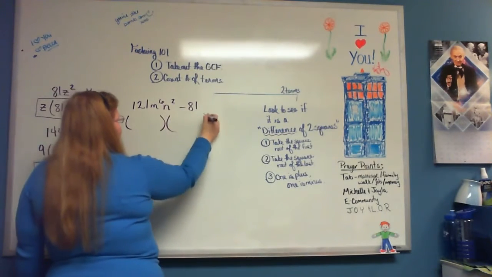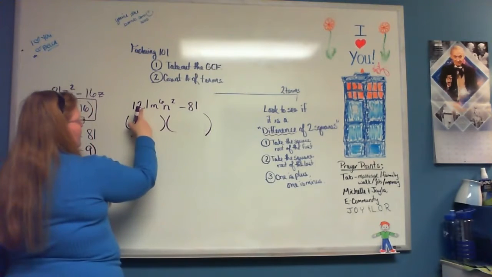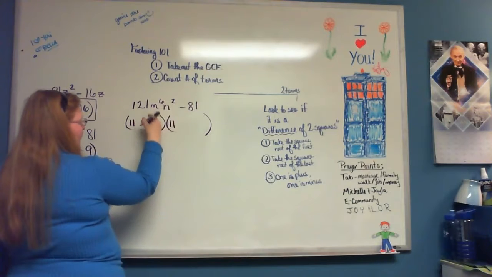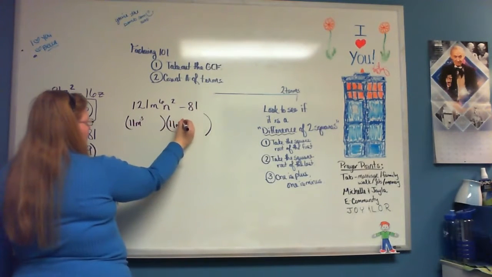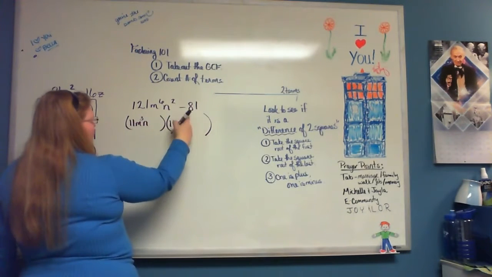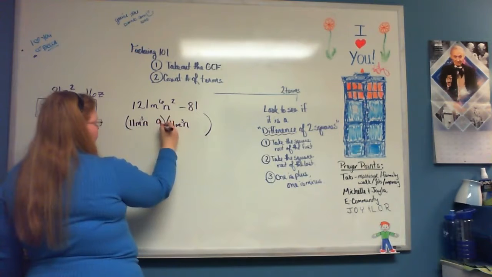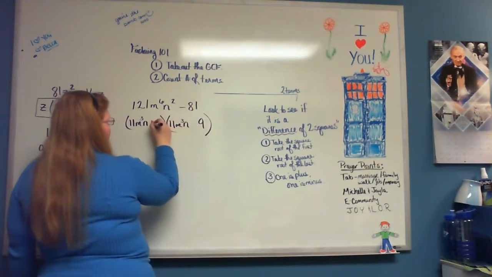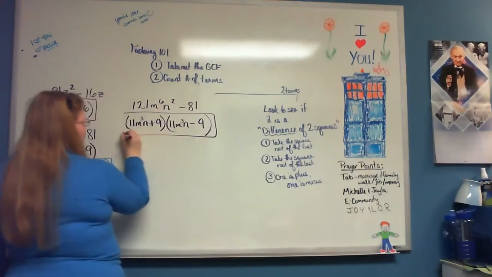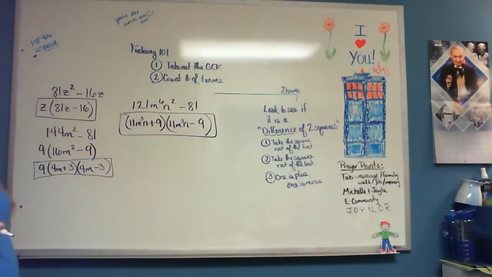So, square root of this is 11. Square root of that is n to the 3rd. Square root of that is n. Square root of that is 9. One of them's plus, one of them's minus. Hope you got it right. Sorry if you didn't. I have another one for you to try.